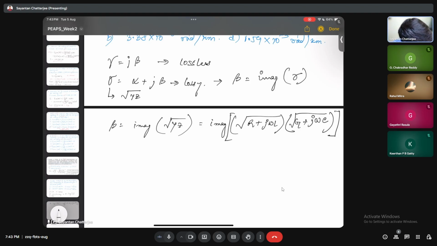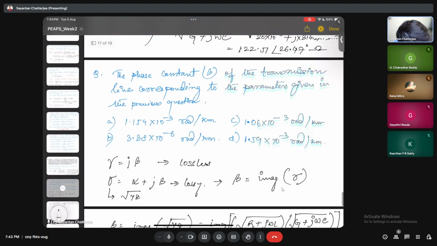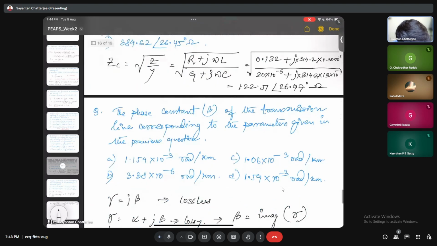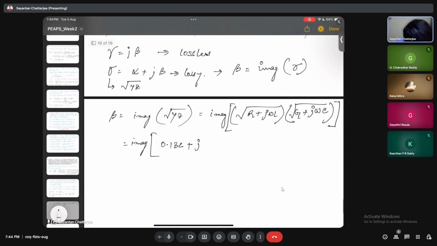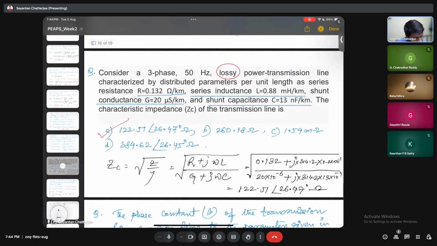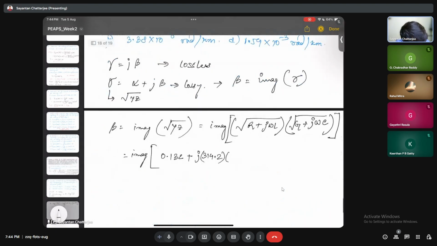So we have the values, just fit in the values. R means 0.132 plus j omega l, omega means 314.2 into L is given 0.88 into 10 to the minus 6.